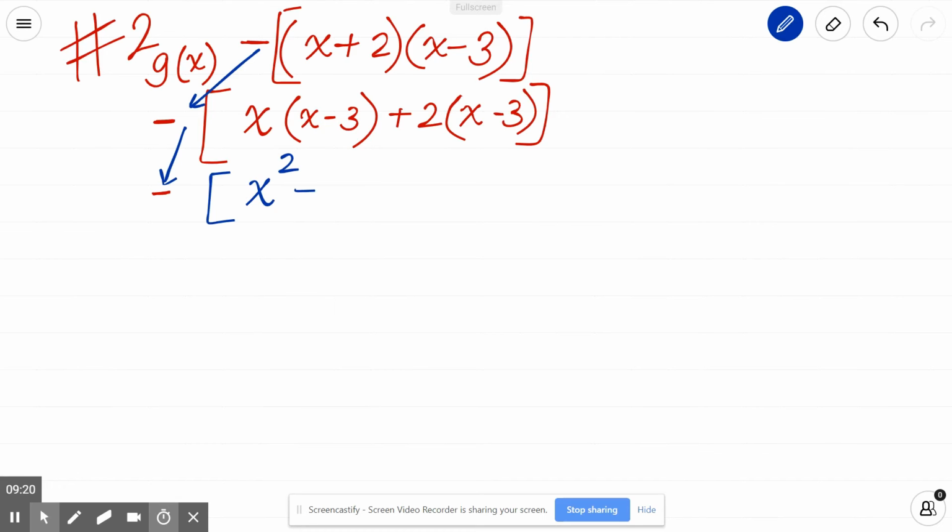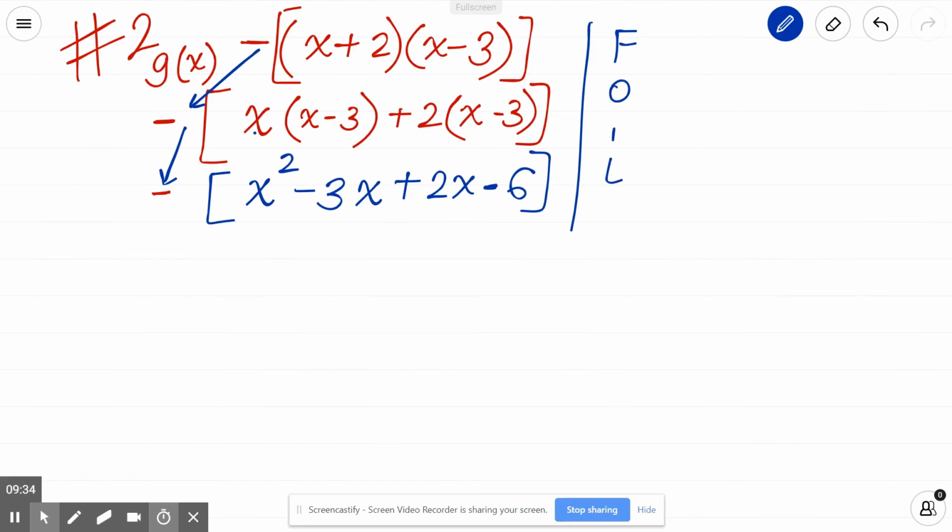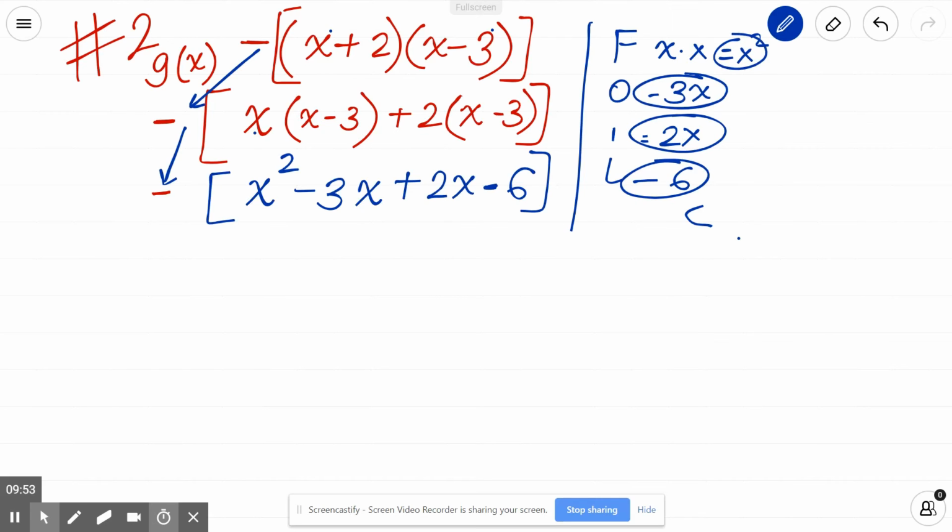X times x is x squared, minus 3 times x, 3x, plus 2 times x, 2x, positive times negative, negative, 3 times 2, 6. For the people foiling it out, I'll also list it out for them. FOIL is first: x times x, which is x squared. Outside, outside, so it'll be negative 3x. Inside, inside, it'll be 2x. And then last, negative 6. So these are the parts of the FOIL that I got, which are the same as what I have here as well. So it'll be x squared minus x minus 6.